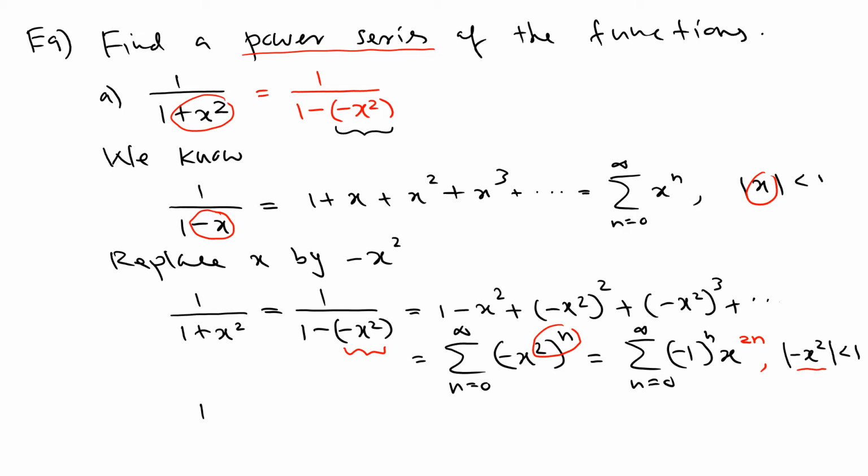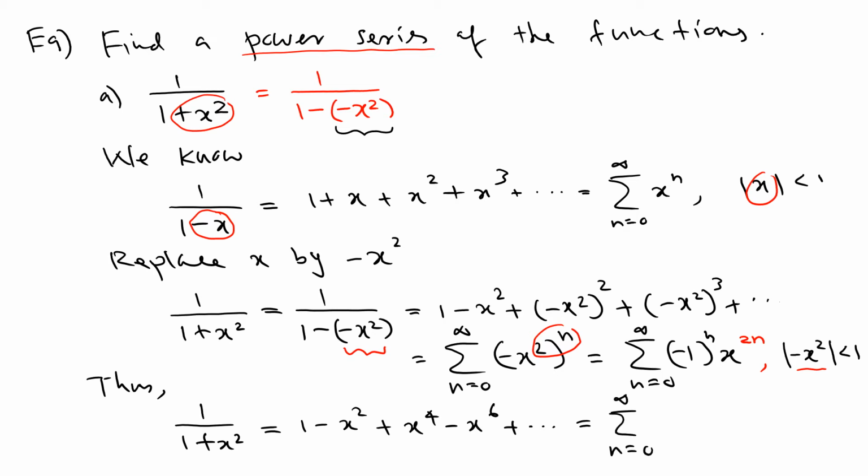Because of that, you can see that 1 plus x squared. So we write it like that. You can see, thus, just to complete the argument, we can write the notation here. Let's write the first few terms: 1 minus x squared, and then plus x to the 4th minus x to the 6th, like that. Just the first few terms. And then the notation is sigma n going from 0 to infinity, negative 1 to the n, x to the 2n.